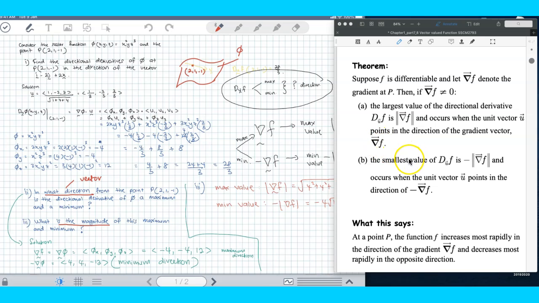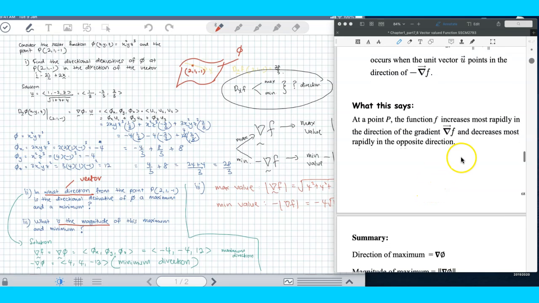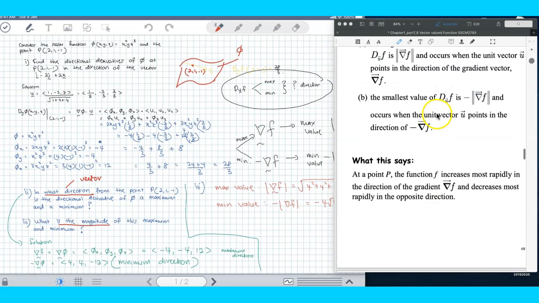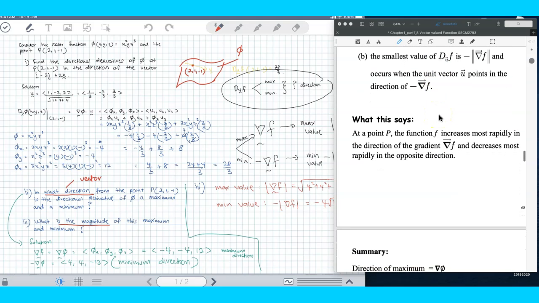But if you want to get the minimum or the smallest value of the directional derivative, you just put a negative sign on the magnitude, and the direction is the negative of the gradient f. So if you want the maximum slope or the maximum rate of change, or where the function f increases most rapidly, we just obtain the positive gradient f. If they ask about the value, then you just put the positive magnitude of the gradient f.